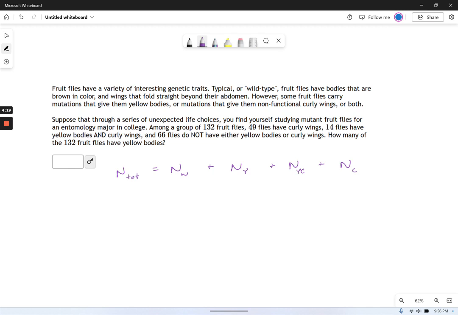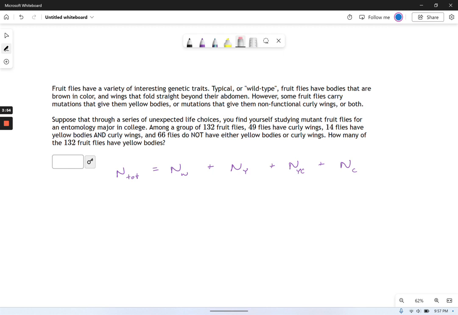You can see that it says we have a total of 132 fruit flies. We have 49 fruit flies with curly wings. We have 14 fruit flies with yellow bodies and curly wings. And we have 66 flies that do not have yellow bodies or curly wings. Now, if you try to hold this all in your head, you're going to get turned around. I really recommend making an equation for this.